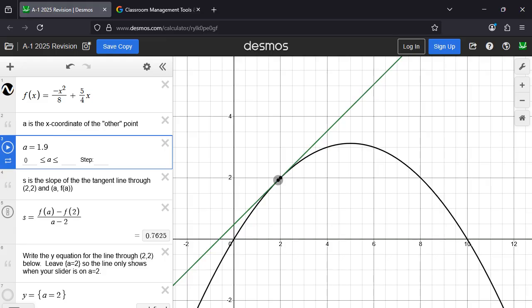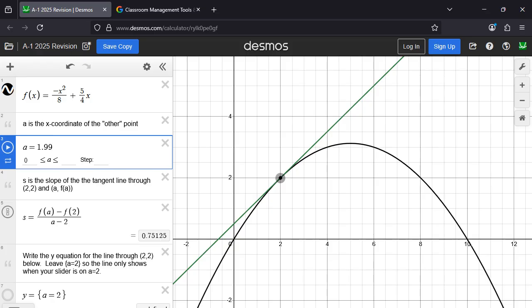I want to get closer. I can keep getting closer, but the thing I can't do, oops, sorry, I jumped ahead of myself in my narration there. 1.99. Man, I can't even tell that those points are different unless I stick my head really close to the board. But now I'm at 0.75125. But again, I just have an estimate. I have the average rate of change from time equals 1.99 to time 2.